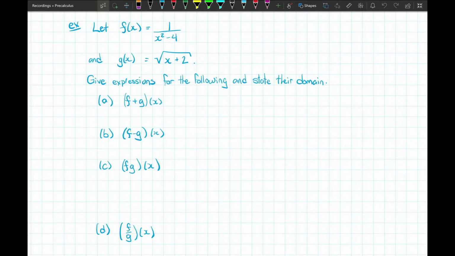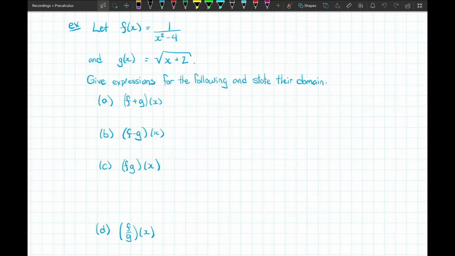All right, here I've got an example of two functions, f of x and g of x. And f of x, you can see, is a rational expression, 1 over x squared minus 4. G of x is a radical function, root x plus 2. Neither one of them is any particularly boring polynomial or anything here.